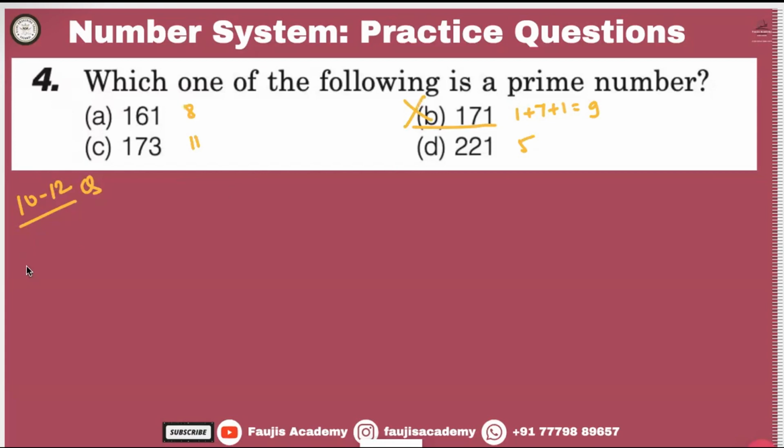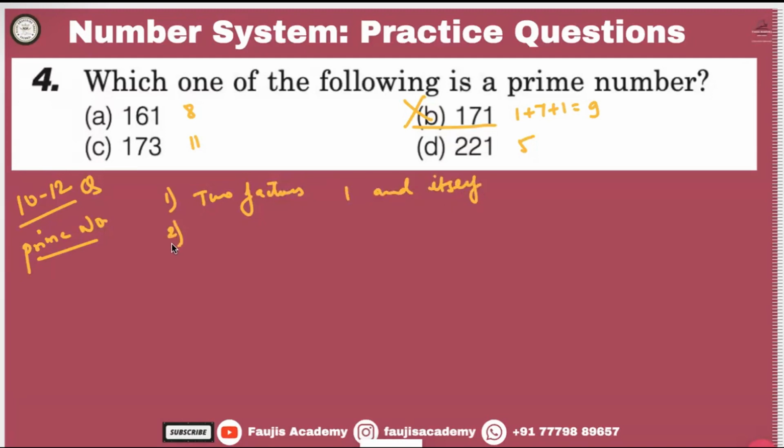So as far as your prime numbers are concerned, I wanted to talk about a few things. Number one, prime numbers are the numbers which have only two factors. What are those factors? One and the number itself, right? One and the number itself.